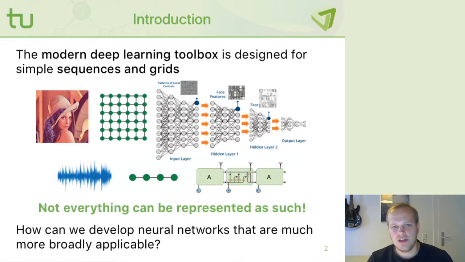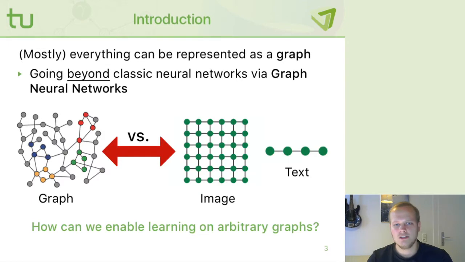However, it is fairly unclear how we can apply deep learning on problems that can't be modeled by a grid or a sequence. And the main question graph neural networks are trying to solve is how we can develop neural networks that are much more broadly applicable. So the good thing is that we have a data structure that can mostly represent everything in the world, and that is a graph.